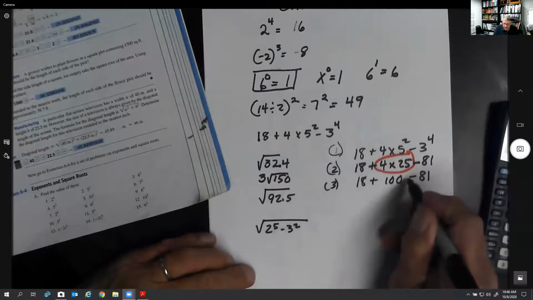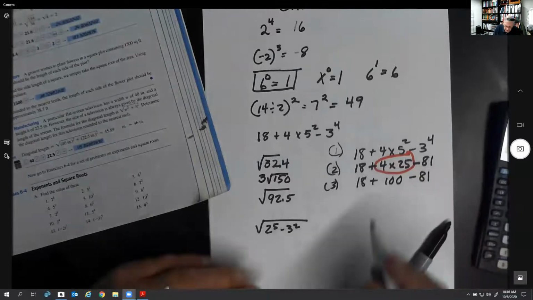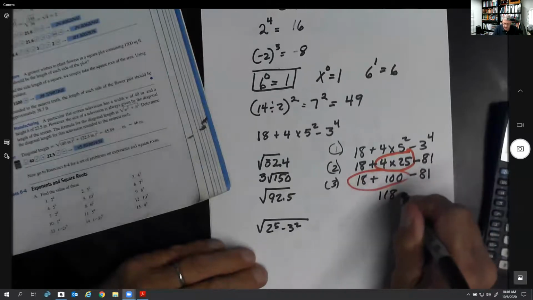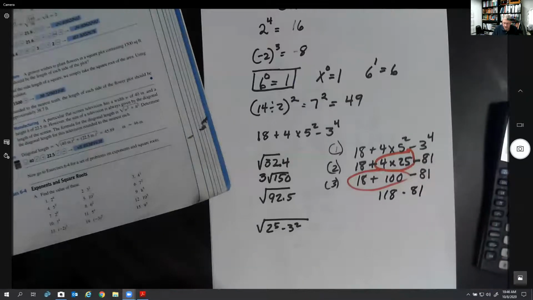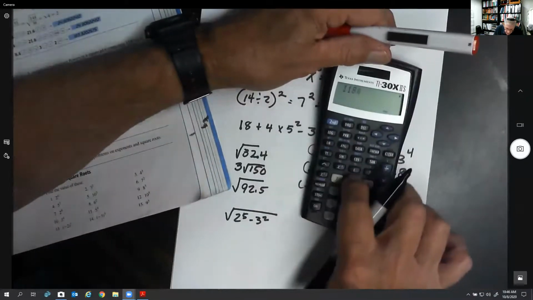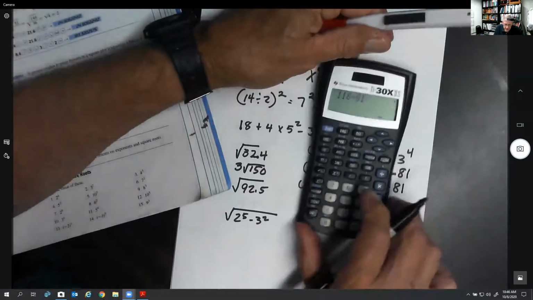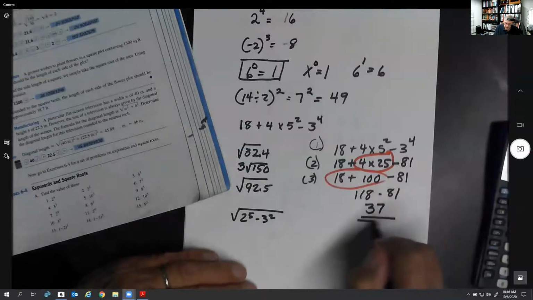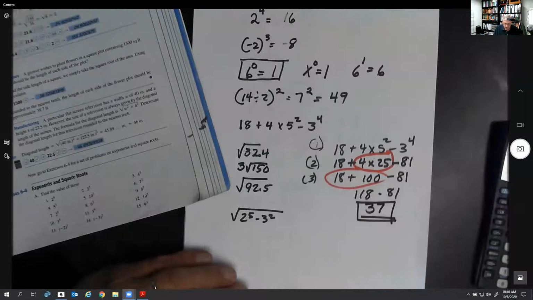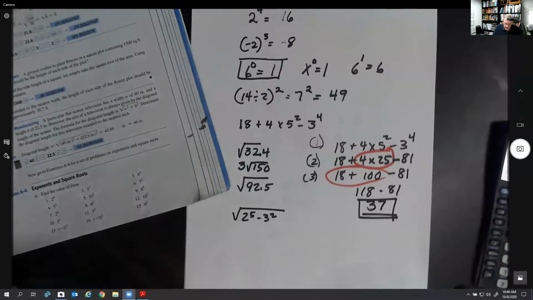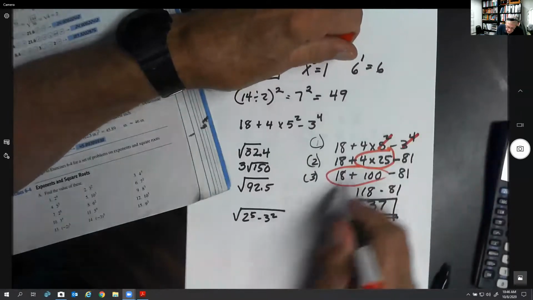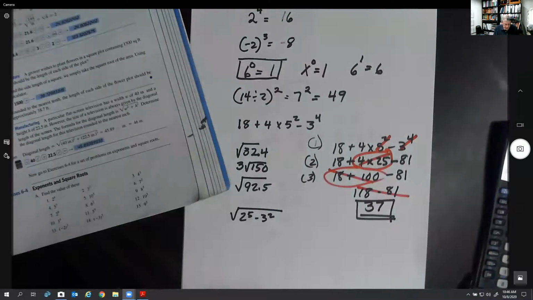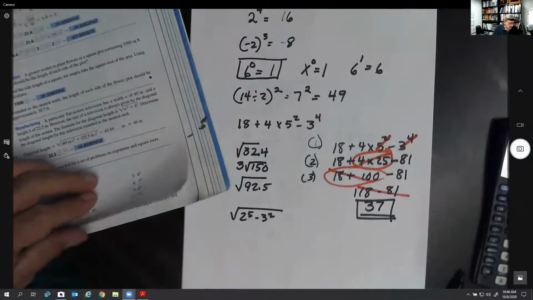So in this case, addition comes first. We're going to add these. That'll give me 118. And then I'm going to subtract the 81. And 118 minus 81 is 37. There's only one answer to this problem, and that's what you're looking for. So we did the powers first, then the multiplication, then the addition, and then the subtraction. It has to be done in that order, order of operation.